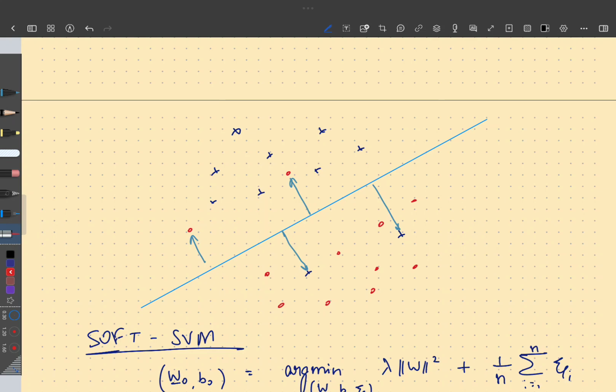We'll see another interpretation of this particular optimization problem, of the soft SVM, in terms of regularization. But maybe we'll do that in the next class. Okay. Any other questions? Okay, let's stop here.